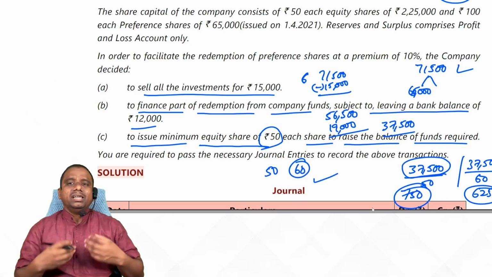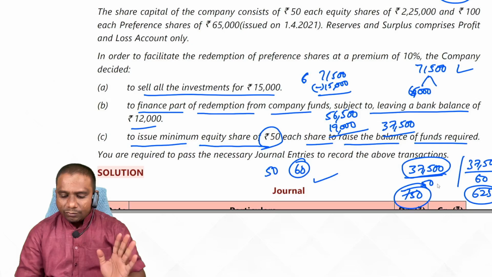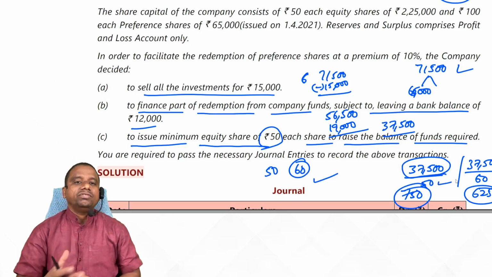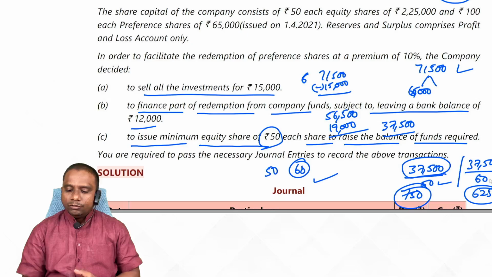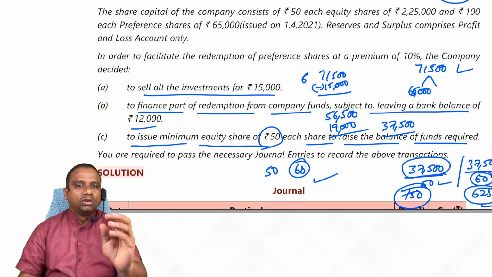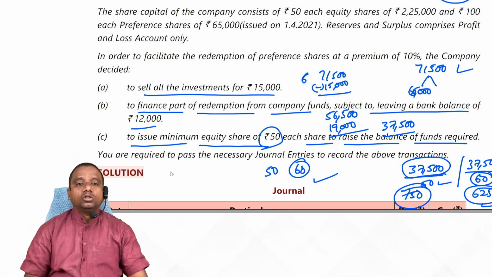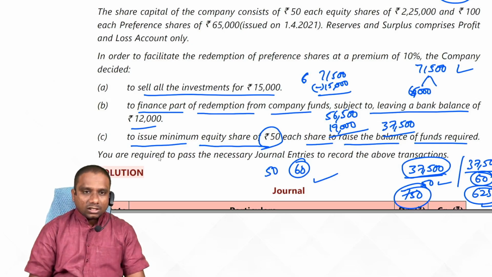It means I need a minimum of 37,500 rupees. If your issue price is 50, then you have to issue 750 equity shares. But if your issue price is 60, then you have to issue 625 shares. Enough, whatever amount you want, you will get. But here the problem comes: how much amount is to be transferred to CRR? So calculate the amount to be transferred to CRR.